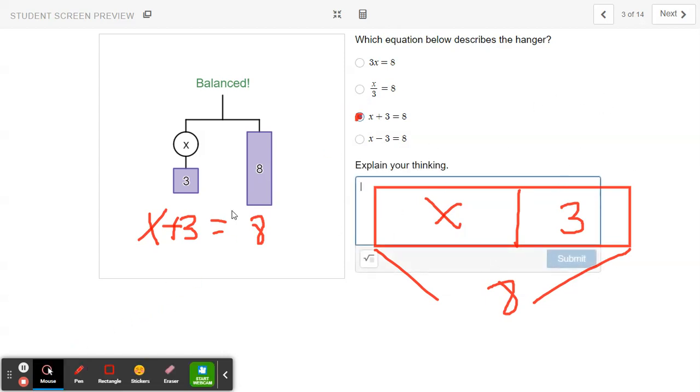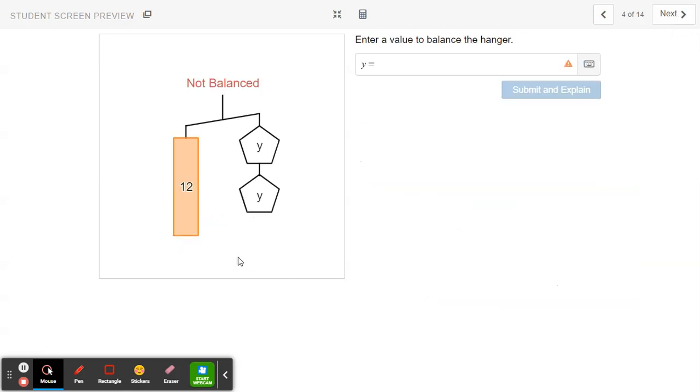Okay, and then we can explain that, right? We don't have 3 x's. We're not dividing anything by 3. And we're not subtracting. We have two things together equaling 8. So let's go to our next one.